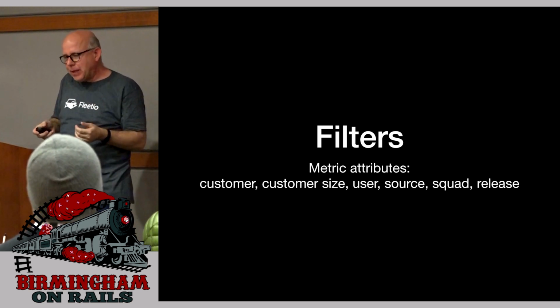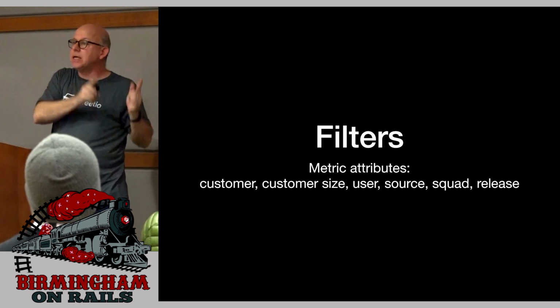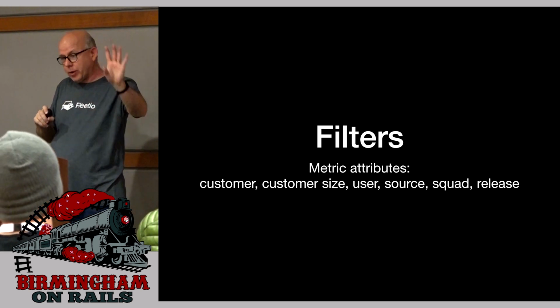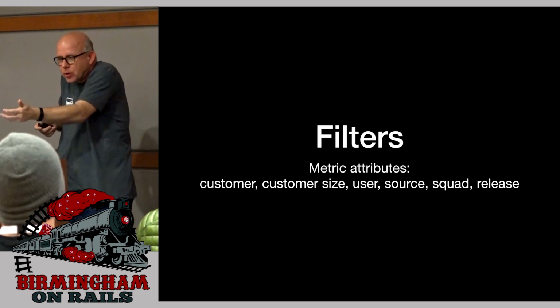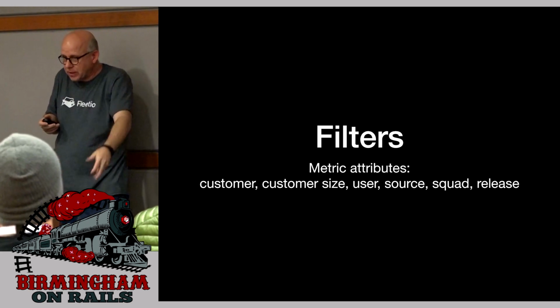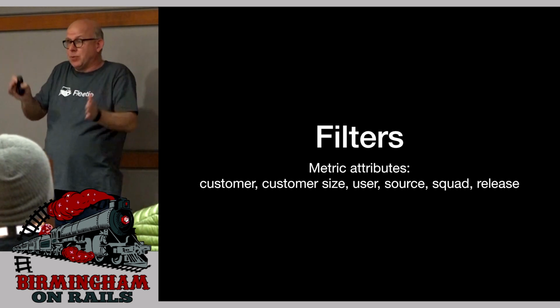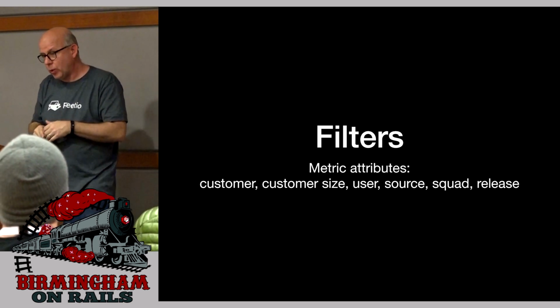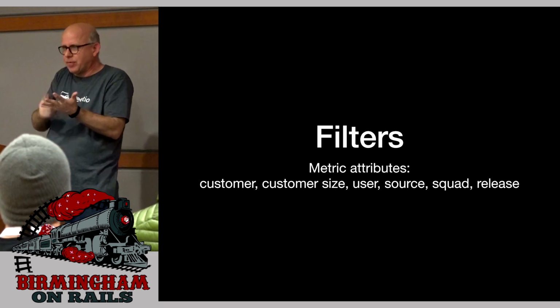And most all APM systems give us the ability to add custom attributes to our events, to our requests and our jobs. Some of the ones that we've added to ours are: which customer is it? How big is this customer? Is it an enterprise customer, mid-market customer, small customer? Which user? Where did it come from? Did it come from our mobile app?